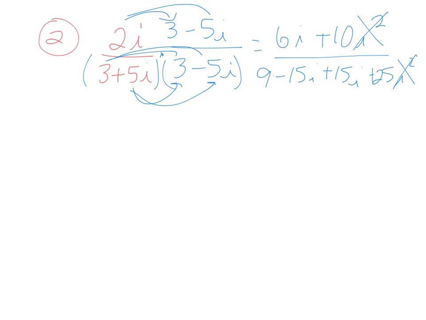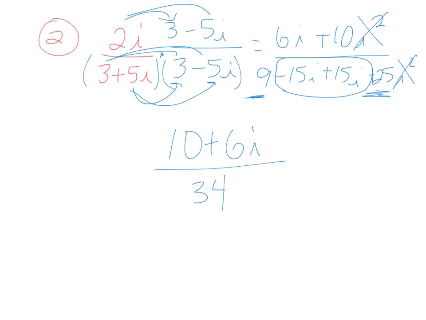So on top, remember, we want i to go last, so we're going to flip that around. So instead of 6i plus 10, I have 10 plus 6i. On the bottom, we can put our 9 and our 25 together, and 9 plus 25 is 34. And then our negative 15i and our positive 15i cancel out.